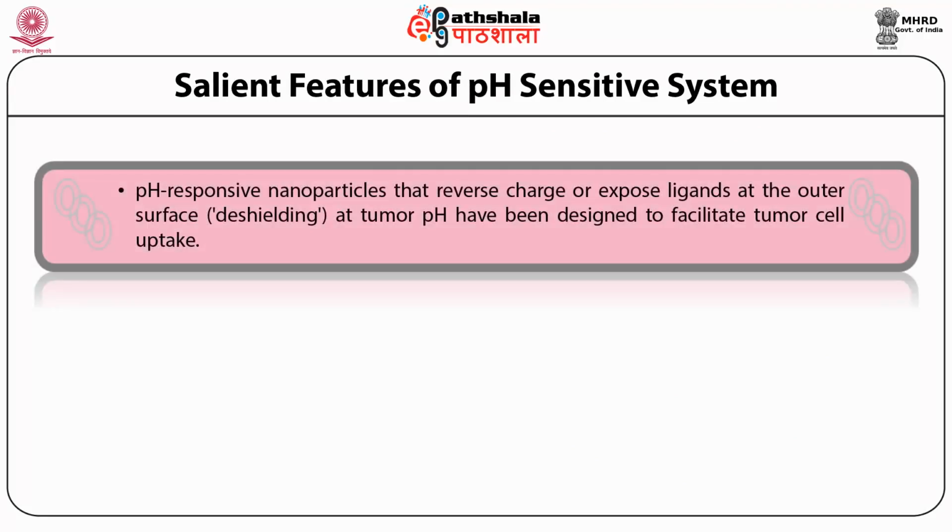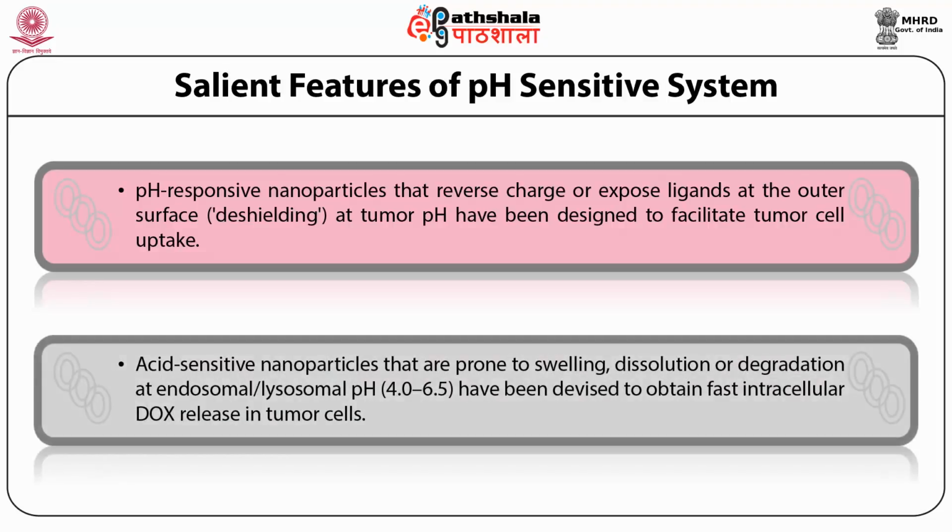pH responsive nanoparticles that reverse the charge or expose the ligands at the outer surface of the tumor have been designed to facilitate tumor cell uptake. This phenomenon is known as de-shielding. Acid-sensitive nanoparticles, which are prone to swelling, dissolution, or degradation at endosomal or lysosomal pH, have been devised to obtain fast intracellular doxorubicin release in the tumor cells.